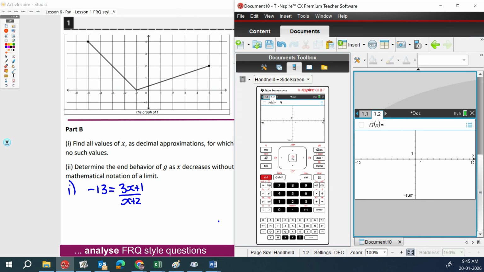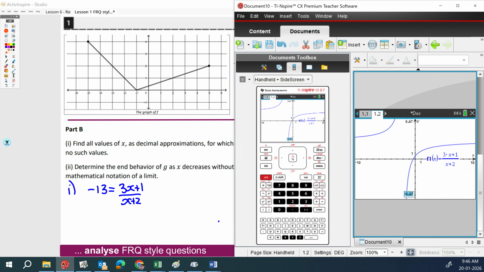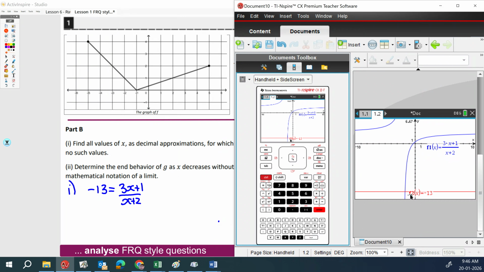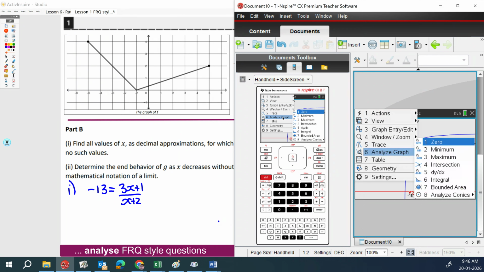Okay, so we open this one up here, and we put in our function 3x plus 1 over x plus 2. We graph it like this. We want to find where it's equal to negative 13. So I'm going to have to graph the line y equals minus 13. I don't see it because my x value is too low here. It's not low enough. So I'm going to double click on that and just send this one down to minus 15. And now we can see where the two lines intersect.